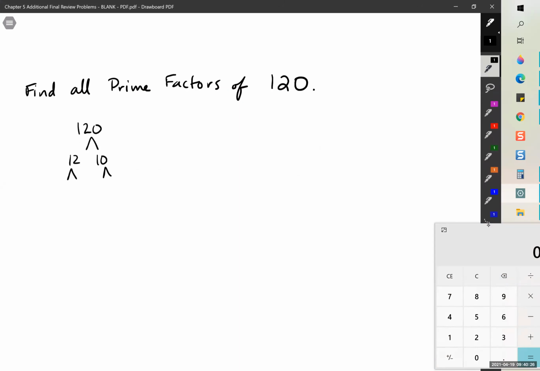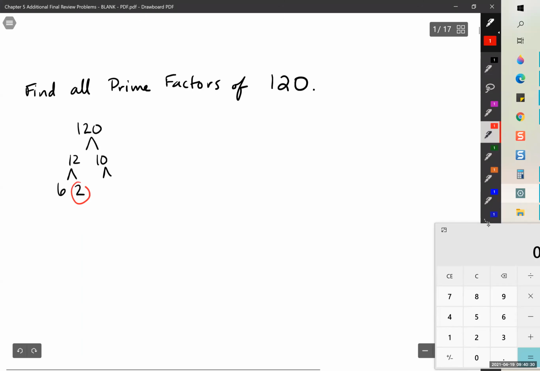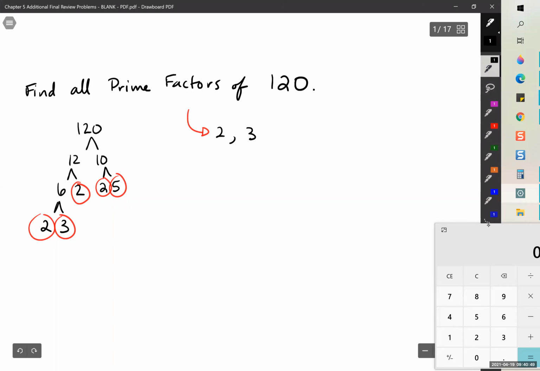So 12 could be 6 and 2. Now 2 is prime, so that doesn't have to be split up further, but 6 could be split into 2 and 3, both of which are prime, so that's the end there. Now we need to split up 10, 2 and 5. All of these are prime. So the prime factors of 120 are 2, 3, and 5. And we would phrase this differently than the prime factorization of 120.